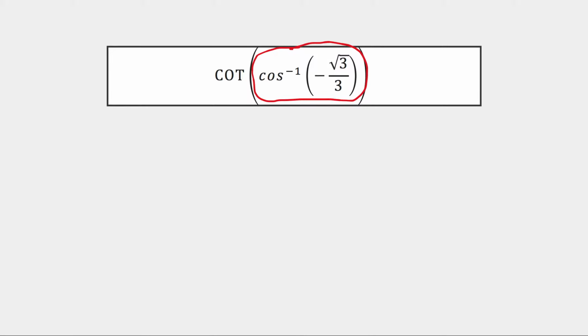And the question that we're thinking about when we look at this is what angle has a cosine value of negative square root of 3 over 3. Now, negative square root of 3 over 3 or square root of 3 over 3 is one of the special values that we have memorized, but if you remember, it goes with the tangent and the cotangent, so it doesn't help me much on a cosine.